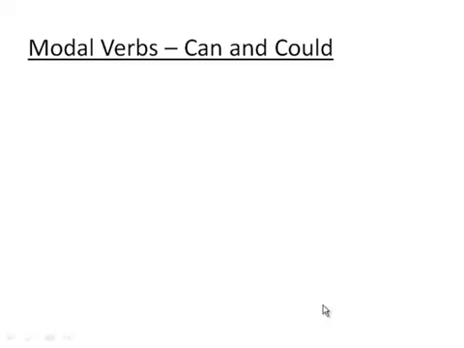In this video, we are going to go through the modal verbs can and could. Now, it's easy to think that the difference between these two is simply one of tense. That is, can is used as present and could is used for the past. But it's actually a little bit more complicated than that. So let's take a look here.